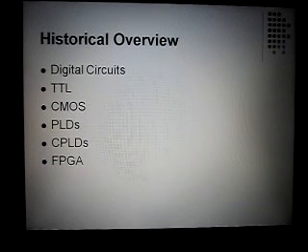Further improvement in technology brought CPLDs into the market, which are complex programmable logic devices, and finally FPGAs made their way into the fast growing digital world. These FPGAs initially came as competitors to CPLDs.